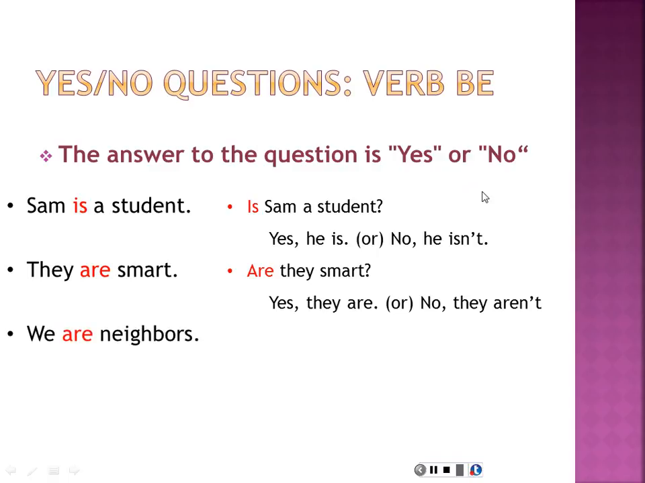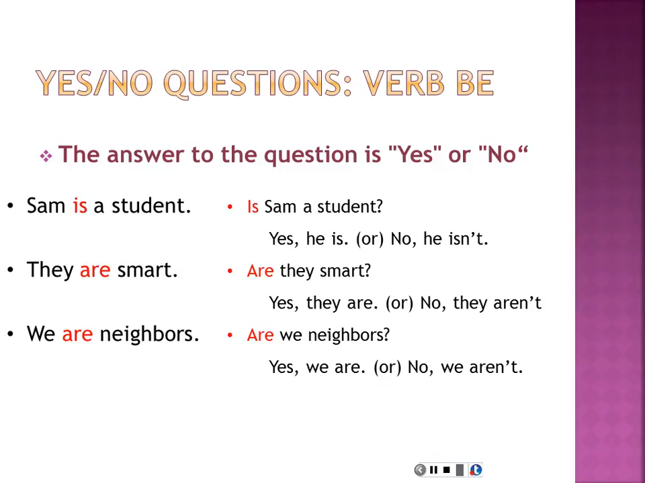The next one: we are neighbors. نحن جيران. Here, as we said earlier, we change the places again. So, are we neighbors? هل نحن جيران؟ The answer is yes, we are. We add the same subject. Yes, we are, or no, we aren't. This is the contraction form. Or we can say no, we're not. There is something else that I need to tell you about before we go to the next slide.